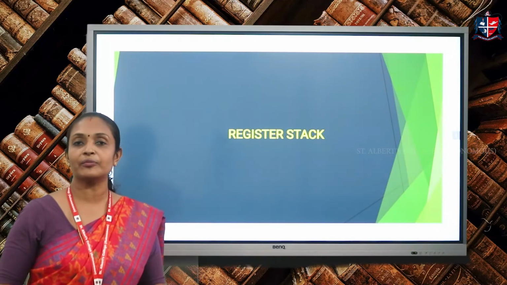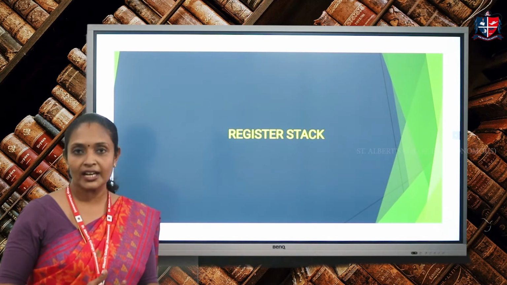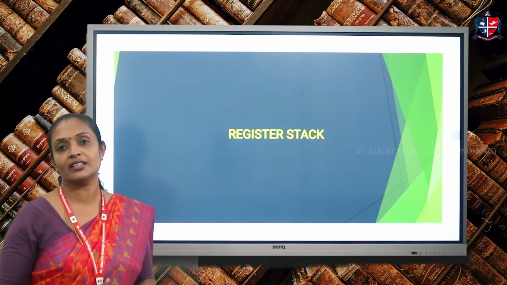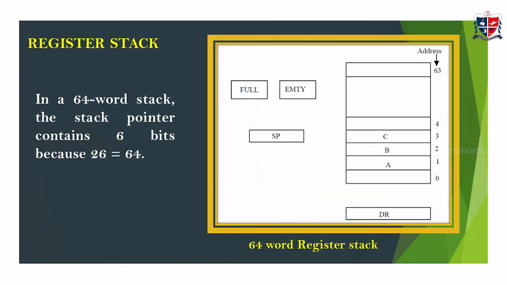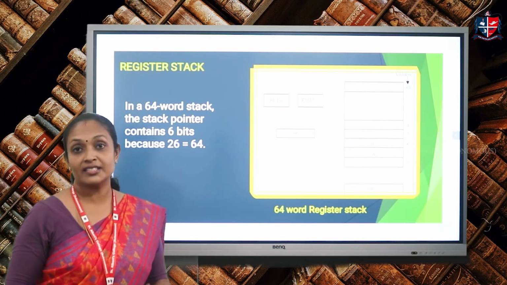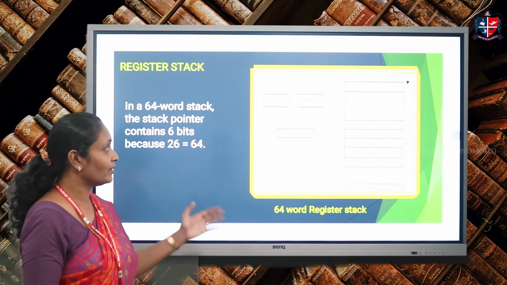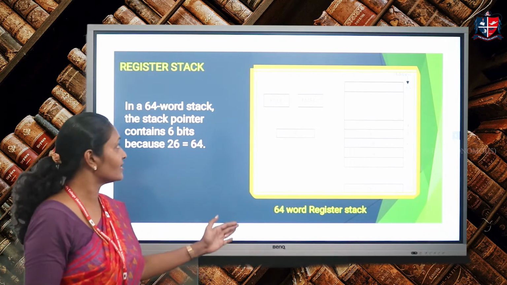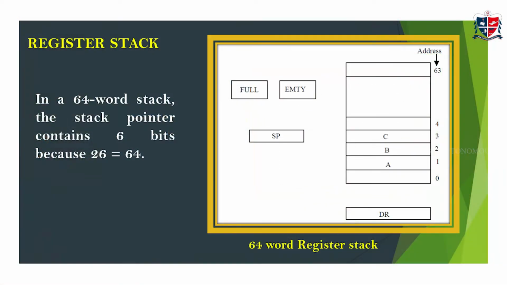So register stack means the registers inside the computer system are arranged in a stack structure. Here, consider an example: a 64-word stack. The major components of this register stack diagram include the 64-word stack and four registers: the full register, the empty register, the stack pointer, and the data register.